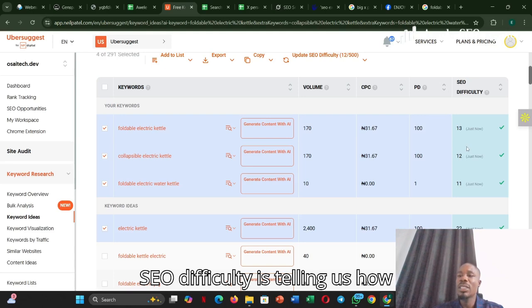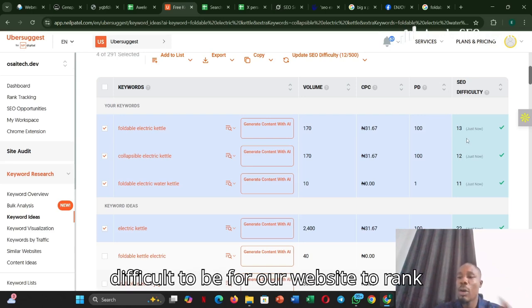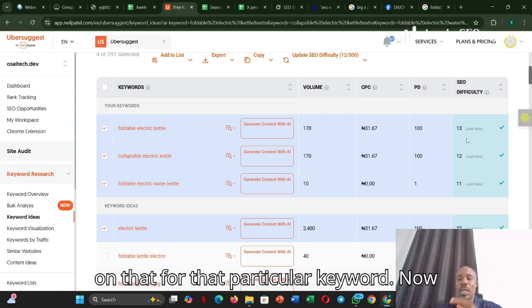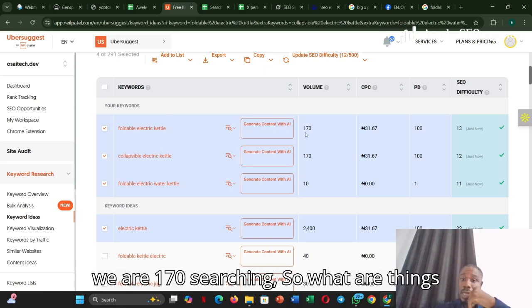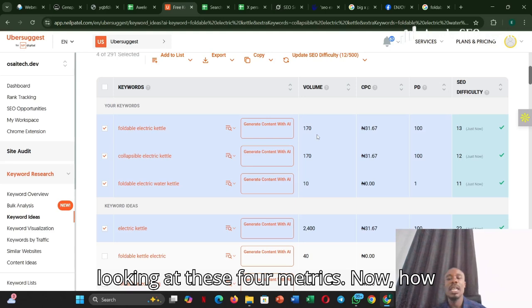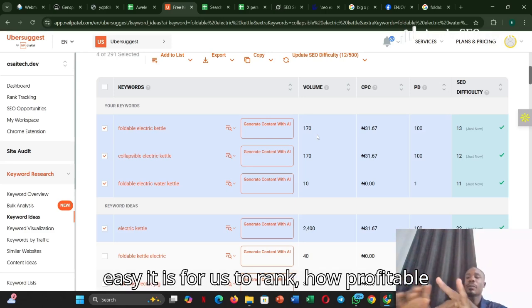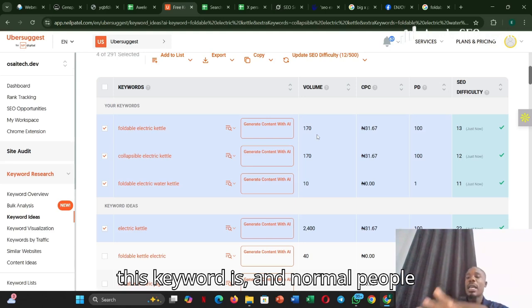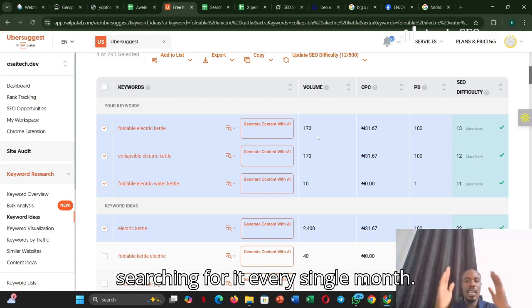Now, SEO difficulty is telling us how difficult it will be for our website to rank for that particular keyword. Now, there are 170 searches. So what are the things we'll be looking at? We'll be looking at these four metrics: how easy it is for us to rank, how profitable this keyword is, and the number of people searching for it every single month.